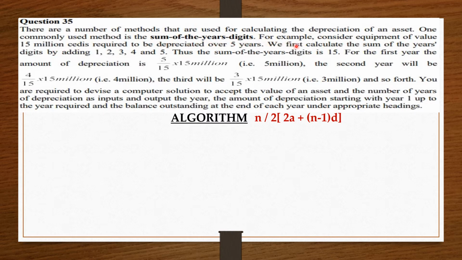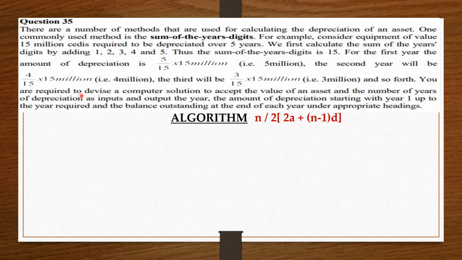For example, consider equipment of value 50 million cedis required to be depreciated over 5 years. We first calculate the sum of the year's digits by adding 1, 2, 3, 4 and 5. Thus, the sum of the year's digits is 15. For the first year, the amount of depreciation is 5 over 15 times 50 million. That is 5 million. The second year will be 4 over 15 times 50 million, which is 4 million. The third year will be 3 over 15 times 50 million, which is 3 million, and so forth.